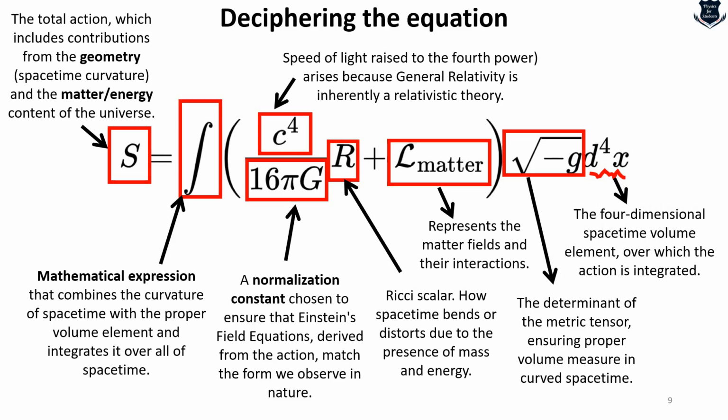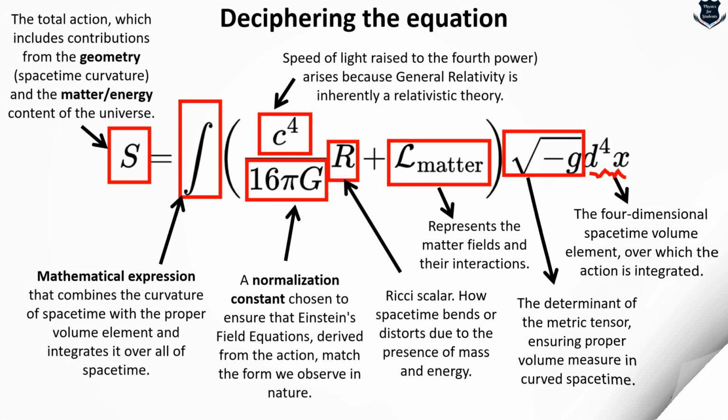And lastly, this d^4x is nothing but the four-dimensional volume element which is integrated over the space-time, and it uses the infinitesimally small distance. So that is why it is called d^4x. So overall, this is what it is. What we can say from this equation is that by varying this action with respect to the metric tensor g mu nu, we obtain the Einstein field equation. So the action formulation highlights the elegance and unity of general relativity as a theory of space-time, geometry and matter.